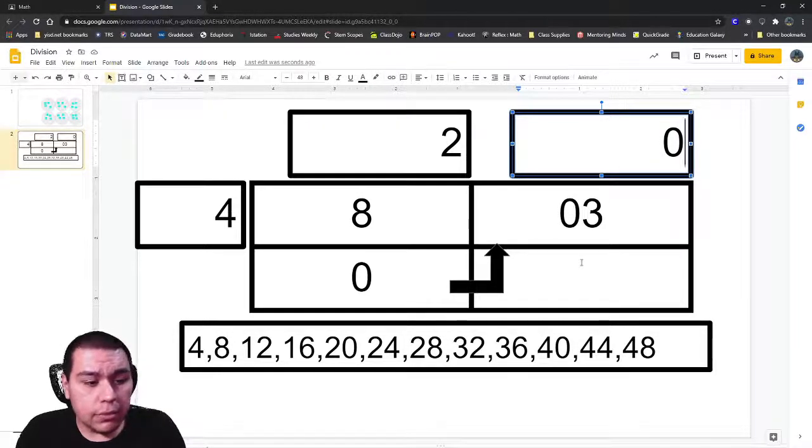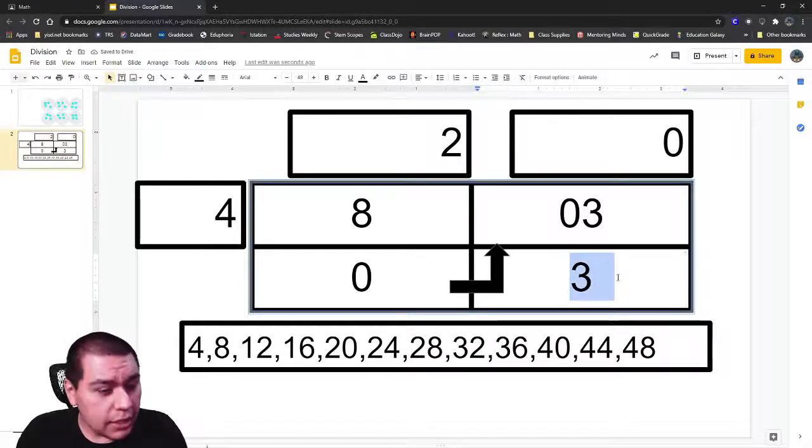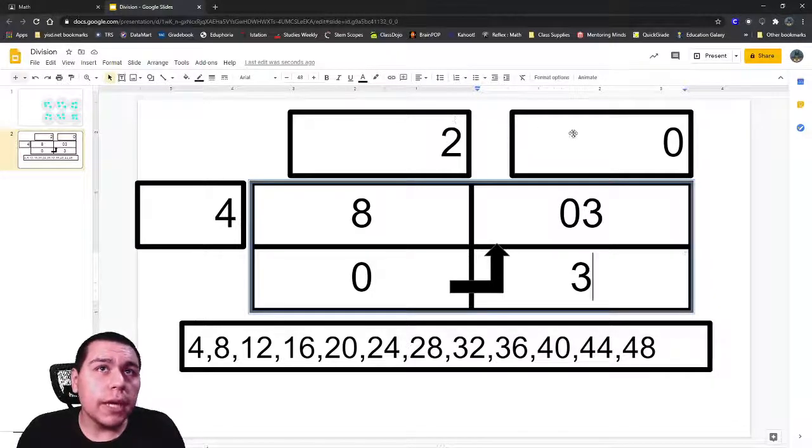Three minus 0, because I couldn't give them any pieces. 3 minus 0 would be what? Who can tell me? What's 3 minus 0? Noah? 3. 3 minus 0 is 3. So I'd have 3 pieces left over, a remainder of 3. But every single group could get 20 pieces. So that's the number I have on top.